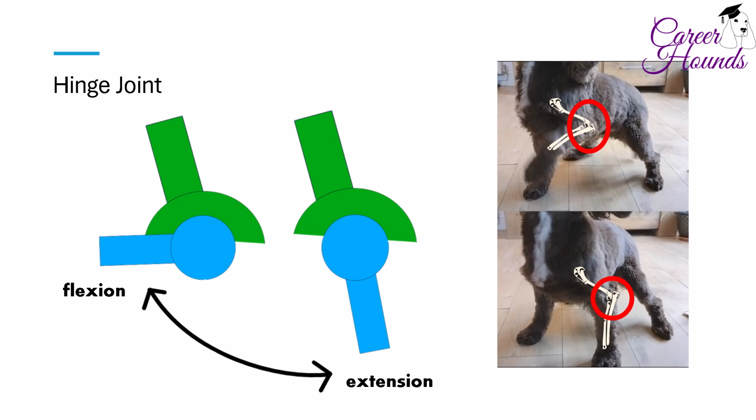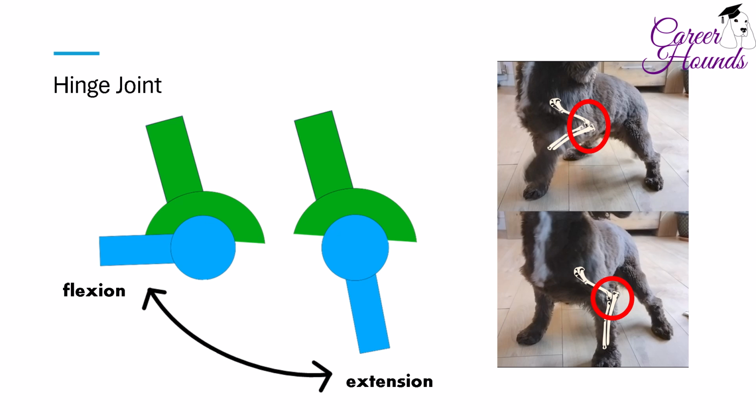Dogs have several hinge joints that are crucial for movement and weight bearing. These include the elbow joint, which connects the humerus with the radius and ulna. It allows the dog to flex and extend the forelimb. It includes the stifle joint, which is the knee, the joint between the femur and the tibia, similar to the human knee. It allows bending and straightening of the hind limb.